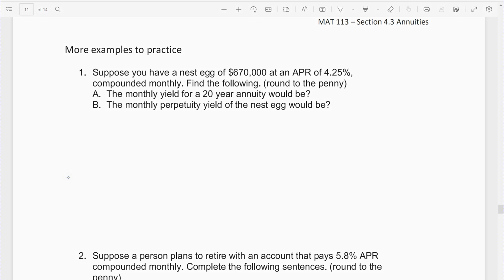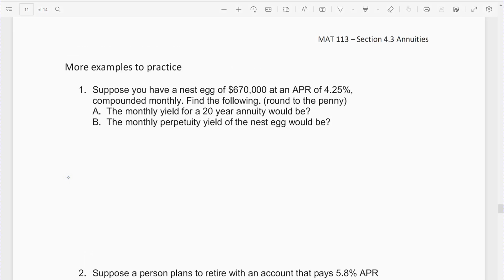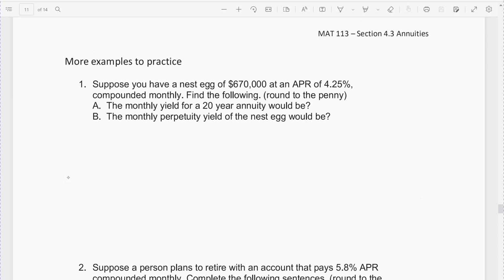Alright, so this is just, again, more practice problems to look at that are similar to what's on the homework and the quiz. So suppose that you have a nest egg of $670,000 with an APR of 4.25% compounded monthly. Find the following, rounded to the penny.